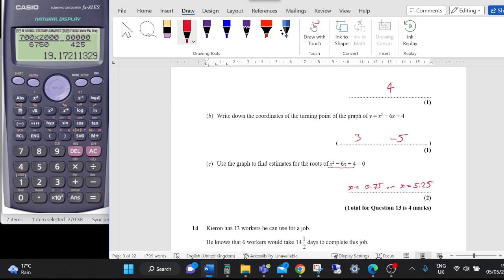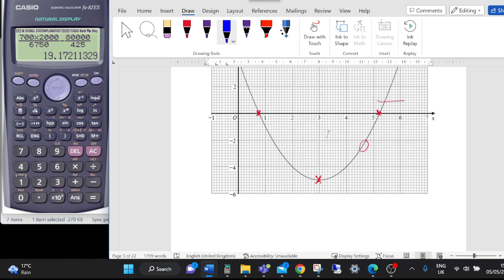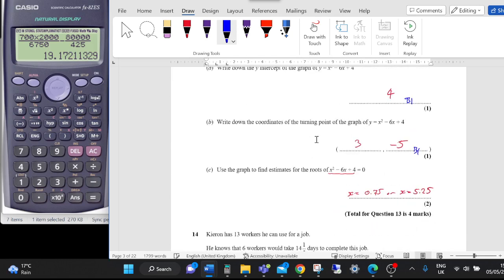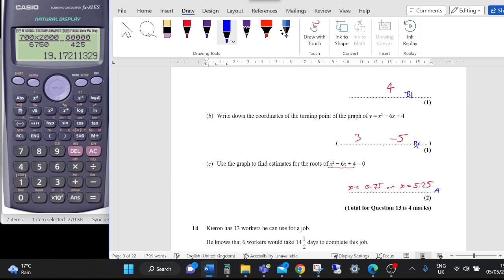Right, what does the mark scheme say? We've got B1 for 4, B1 for the point (3, -5). It's M1 for, okay, that's interesting. The mark scheme is suggesting that you get 1 mark for marking the points on the graph. So M1 for marking those 2 points on the graph, and then an A1 for the 2 values. They're suggesting that I can accept anything from 0.7 to 0.9 and anything from 5.1 up to 5.3.